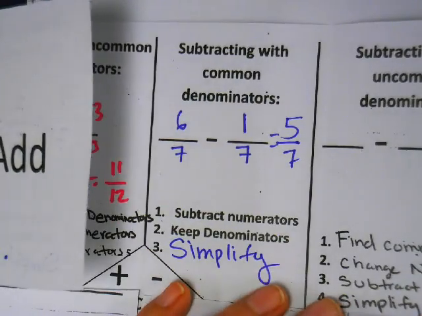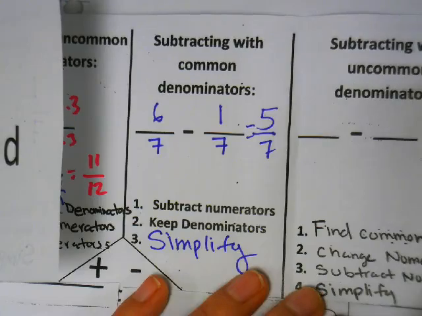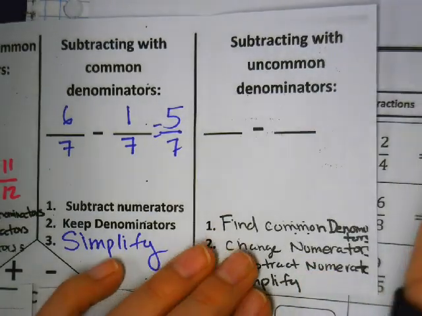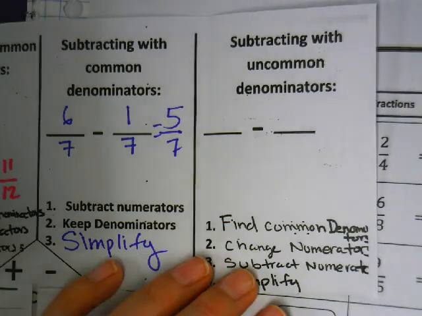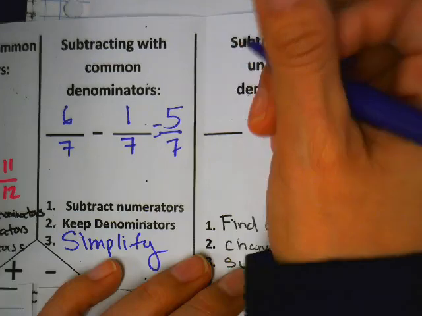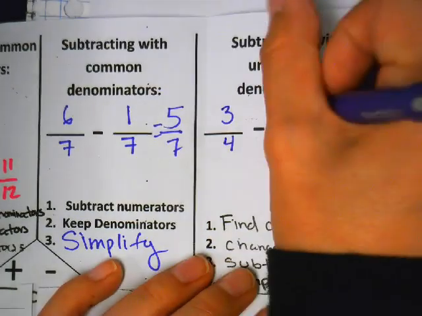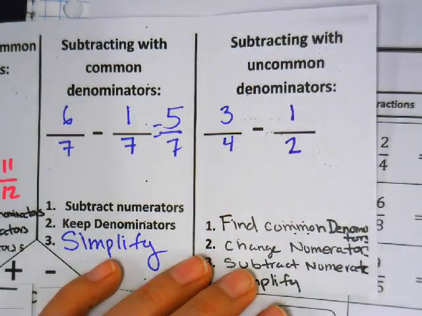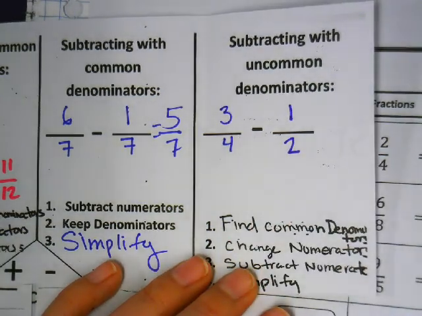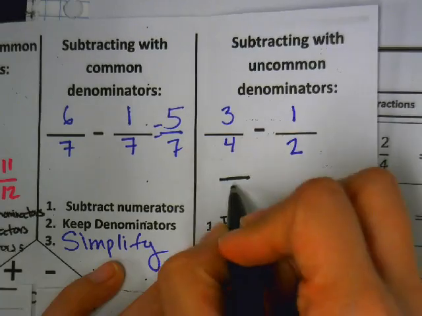7 minus 4. All right. For subtracting with uncommon denominators, I already kind of wrote out everything for you. What would a good fraction be? 3/4 minus 1/2. Do we have common denominators? No. What is a common denominator between 4 and 2? 4.